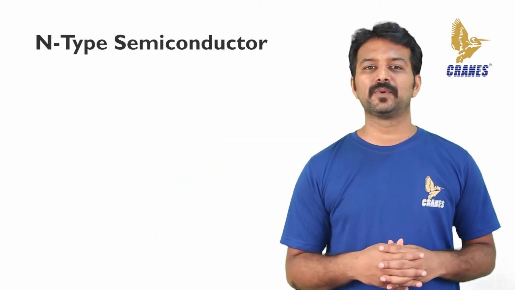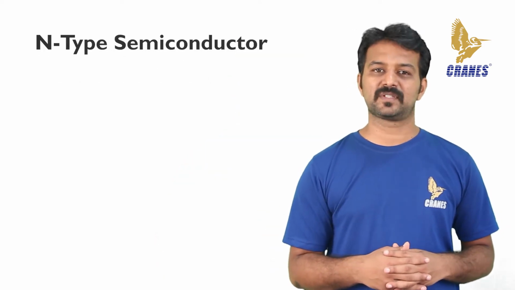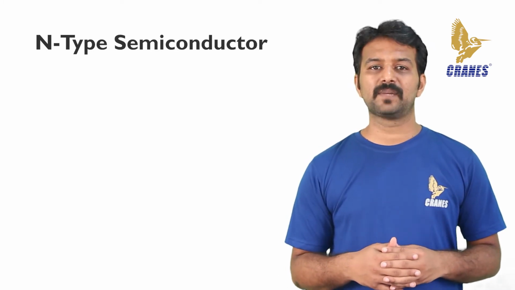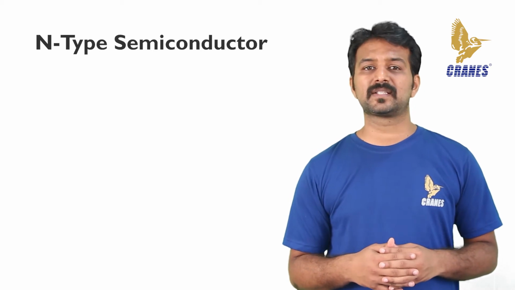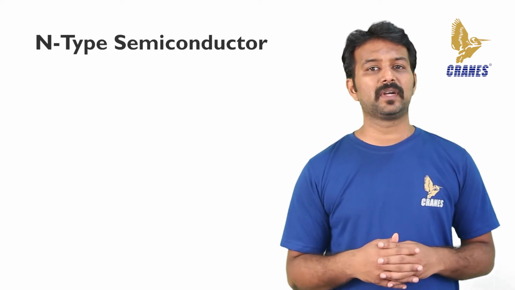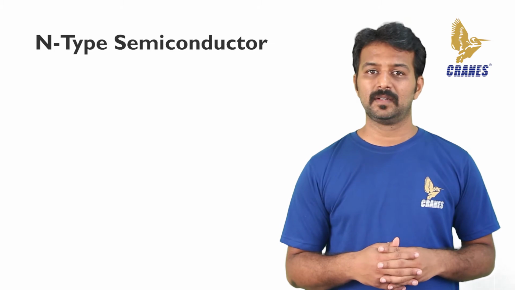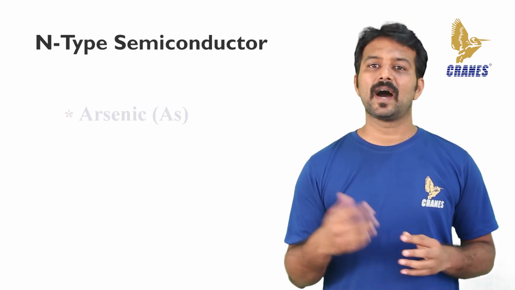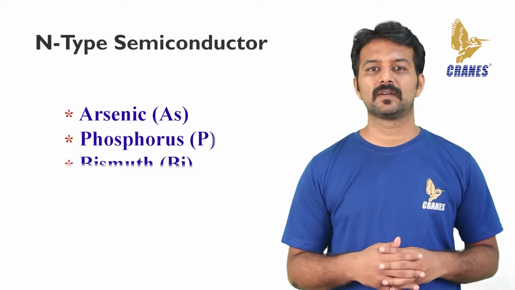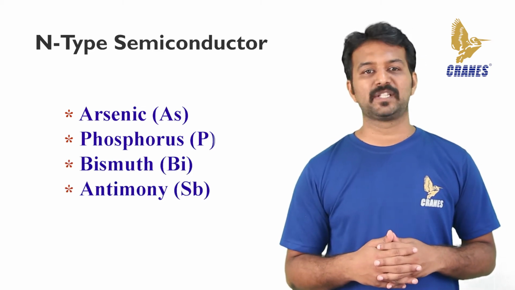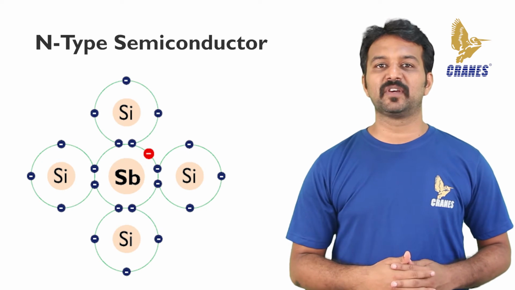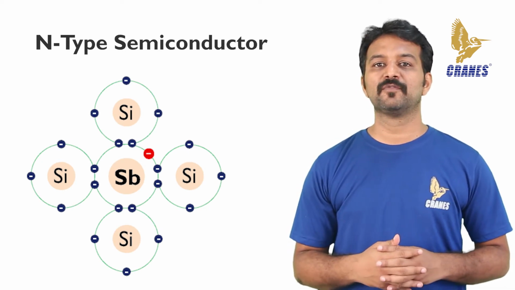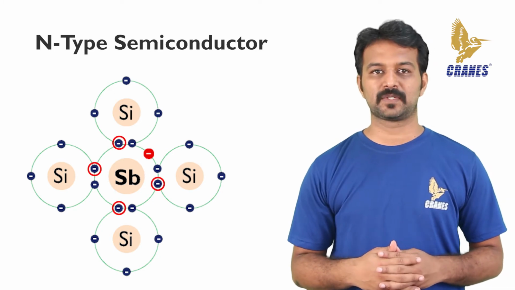So, let's look into the N-type semiconductor first. To increase the number of conduction band electrons in intrinsic silicon, pentavalent impurity atoms are added. These are atoms with 5 valence electrons such as arsenic, phosphorus, bismuth and antimony. As illustrated in the figure, each pentavalent atom forms covalent bonds with 4 adjacent silicon atoms.